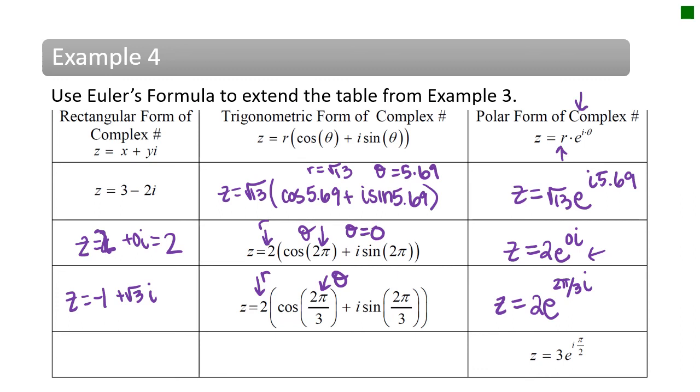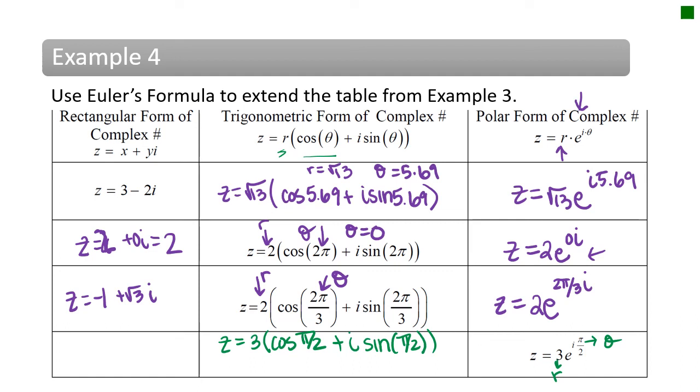All right, so now we've got this last one, which we haven't done anything with. So here, this is in polar form, and we need to get it to trig form and then to rectangular form. So we can see here our r is 3, and our angle is pi over 2. So if I were to write this in trig form, this is going to be r, so 3, times the cosine of pi over 2, plus i times the sine of that angle, which is pi over 2. And there we go.